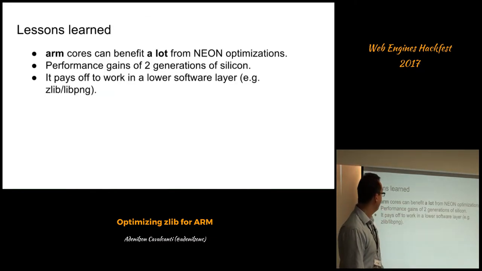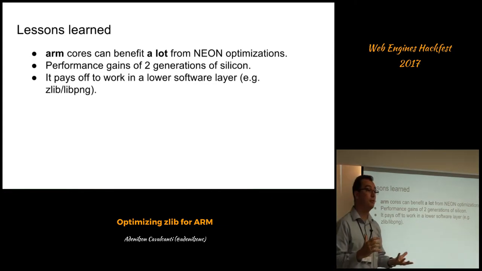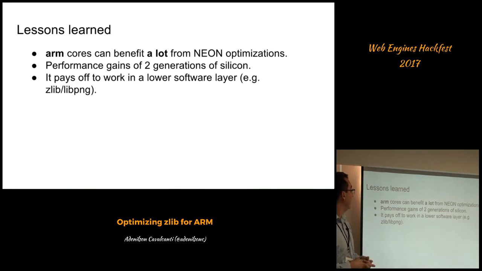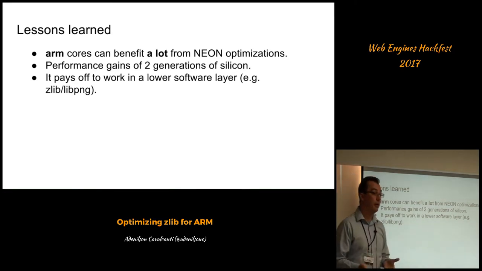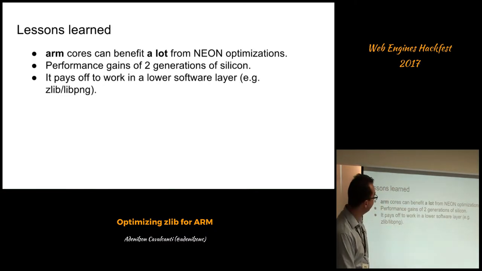Okay, so what were the lessons learned? Basically, ARM cores can benefit a lot from the optimizations. We are sometimes talking about performance gains around 2 generations of silicon. And it definitely pays off to work in a lower layer in the software stack, you know, if you think about Chrome.